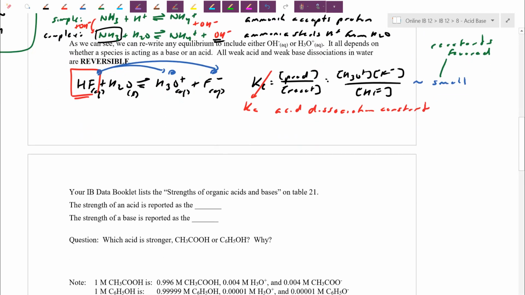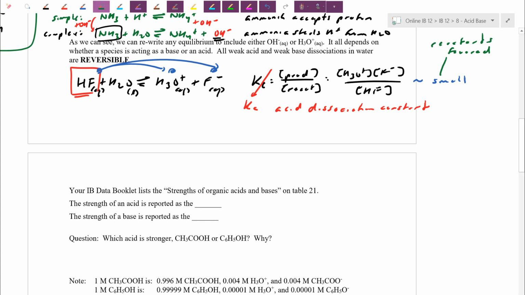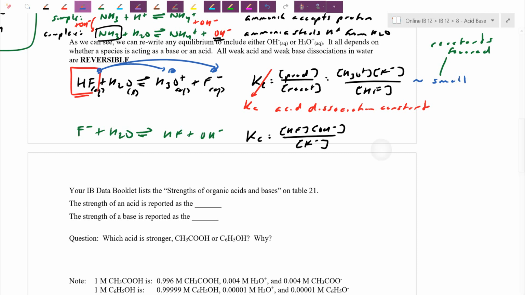We can do our Kb expression, so I can just flip this around. The F-, in the complex equation, steals the proton from water. Also in equilibrium, it forms HF and ends up releasing hydroxide. Again, I can say, what's the Kc of this? Products over reactants. HF times OH- divided by F-. In this case here, because this is a base statement, I'm going to call this Kb, the base ionization constant. So more on this in a little more detail in a later lesson.